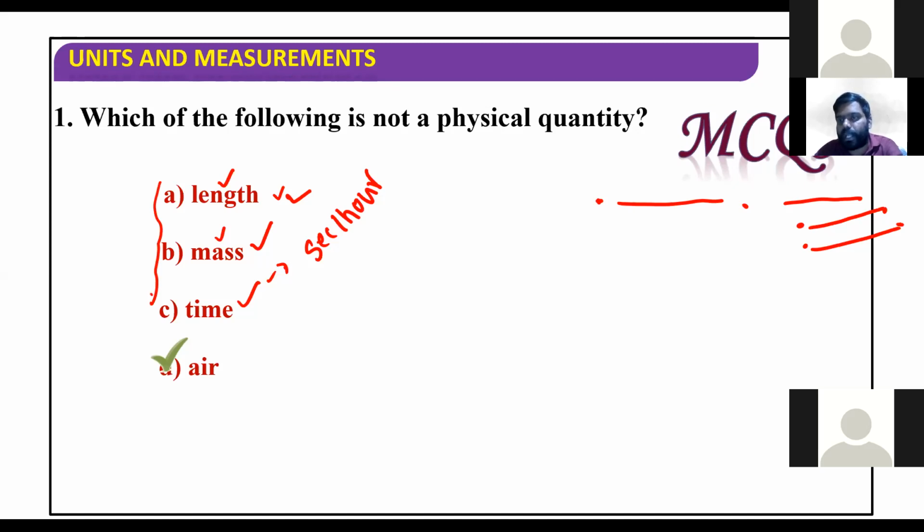But the fourth option, air: practically we will not be able to measure the amount of air present around us, whether in liters. While wind turbulence is happening or wind is blowing from one end to another, is it practically possible to measure the amount of air accurately around us all the time? No. So air here represents a quantity that is not a physical quantity. Clear?